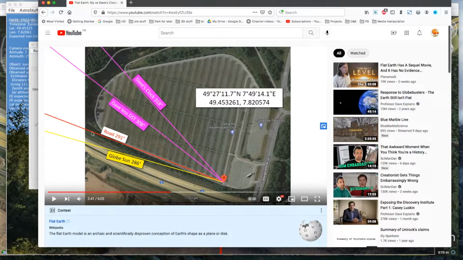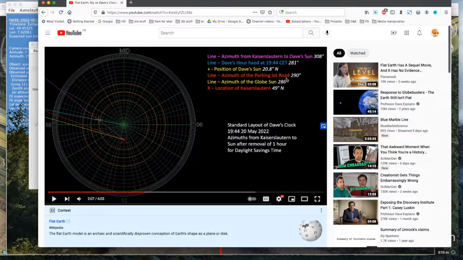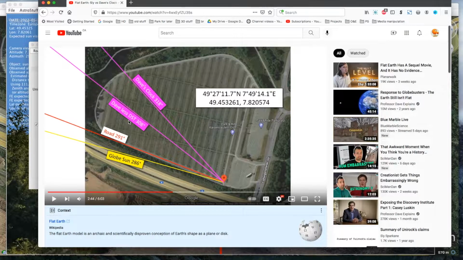And so here he's got the road at an azimuth of 291. The globe sun is 286, shown here. And according to Dave's clock, the sun is supposed to have an azimuth of 318. And I think Sly was using this to calculate 308 without DST.